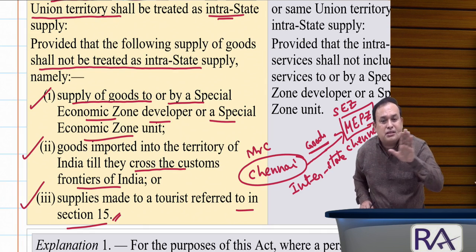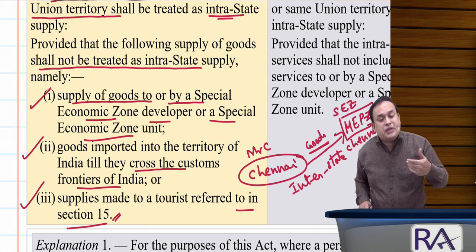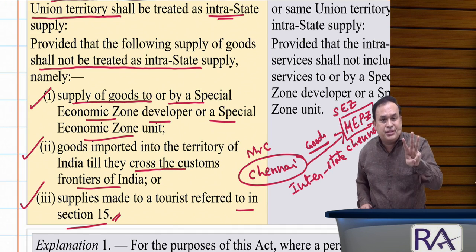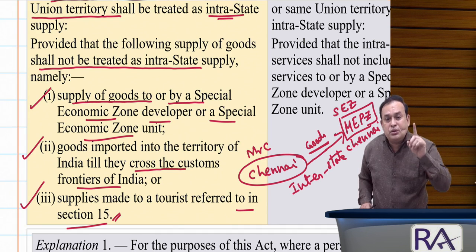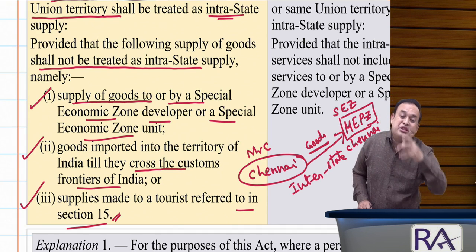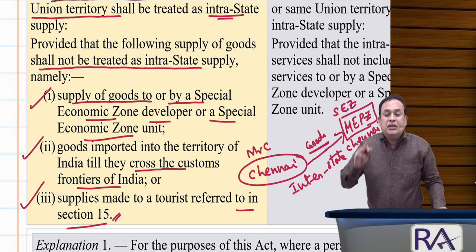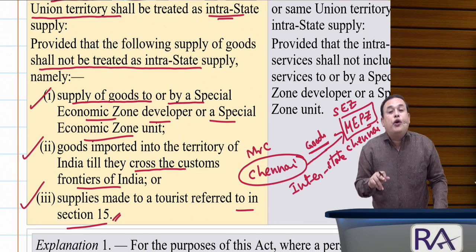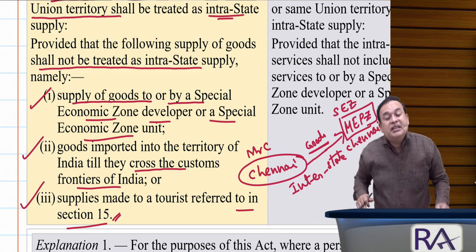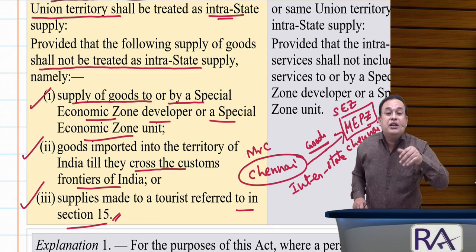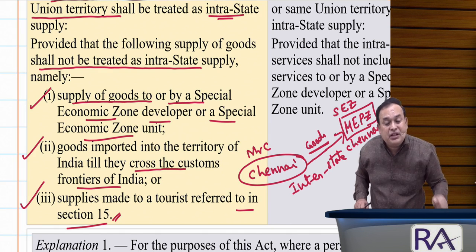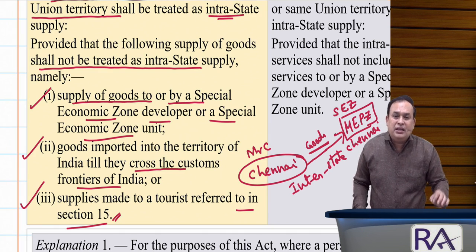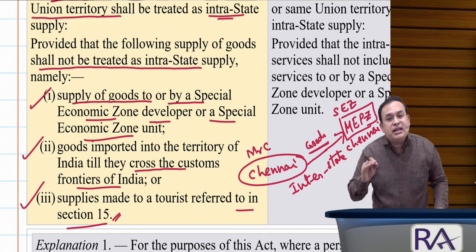Three cases, not an intrastate supply. Even though the location of the supplier and the place of supply are in the same state, it is not an intrastate supply in three cases. One, if the goods are supplied to a special economic zone or by a special economic zone or developer of special economic zone. Two, goods supplied after importation before crossing the customs frontier of India. Three, goods supplied to a foreign tourist in India in accordance with Section 15 of IGST. If so, it is not treated as intrastate supply. It might be treated as interstate supply.